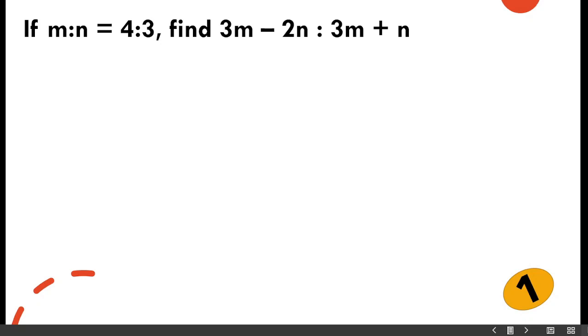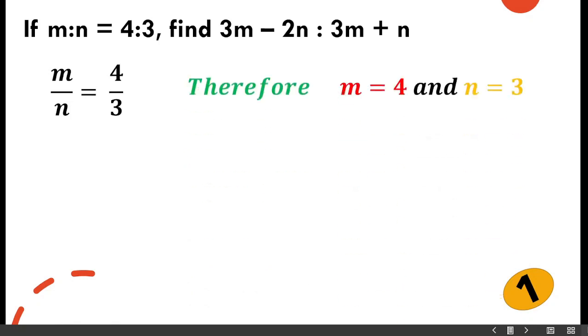If m is to n is equal to 4 is to 3, find 3m minus 2n is to 3m plus n. Let's have our fundamentals. m over n is equal to 4 over 3. Therefore, m is equal to 4 and n is equal to 3.